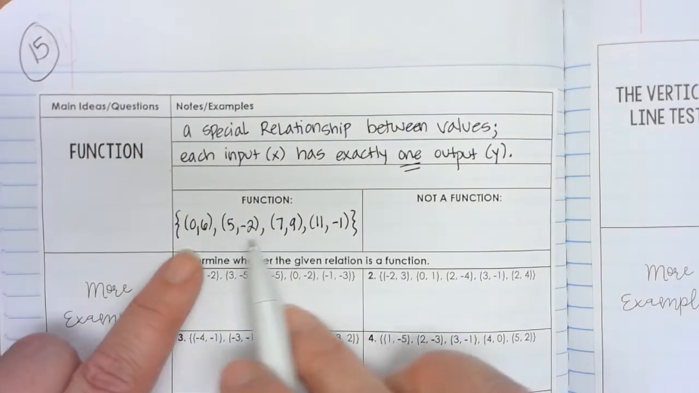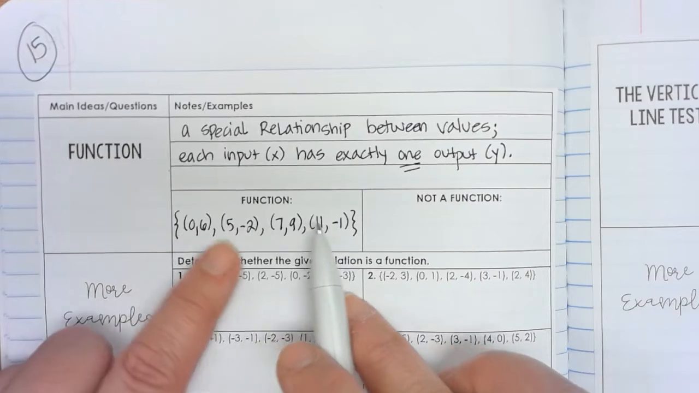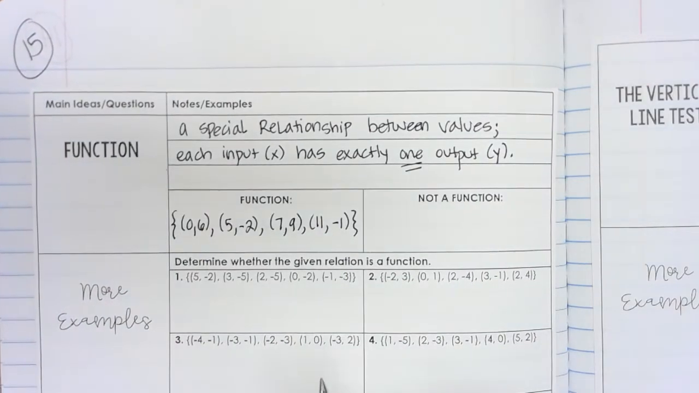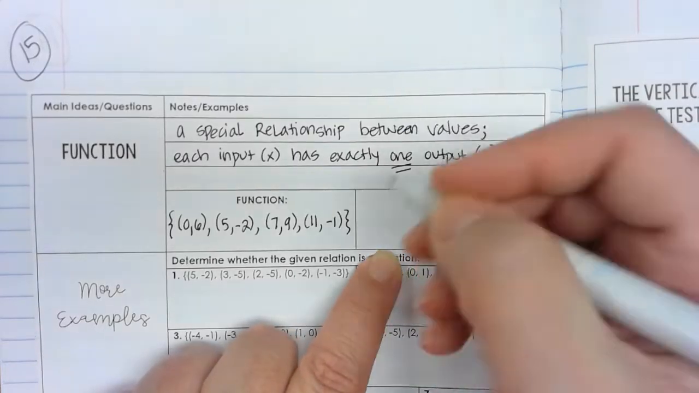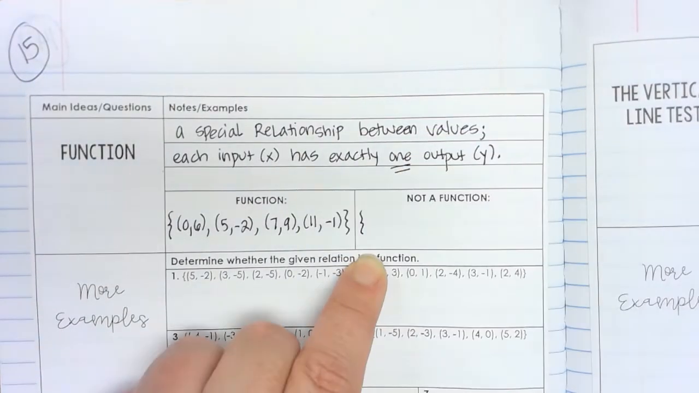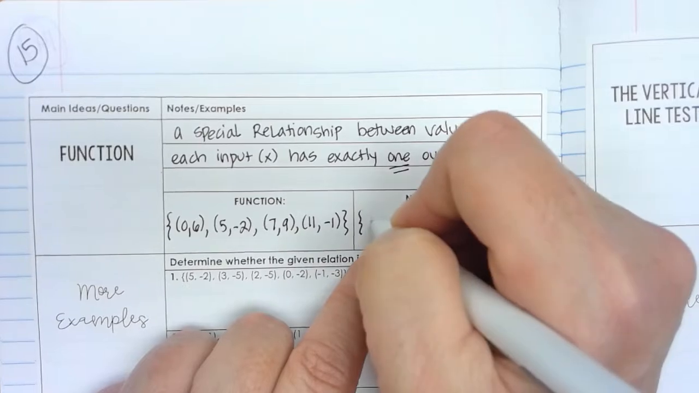If any of those values do repeat, then you need to check the y's and see if the y's are the same or different. So here's an example of what would make something not a function. You got another brace here. We're going to have 4 more points.